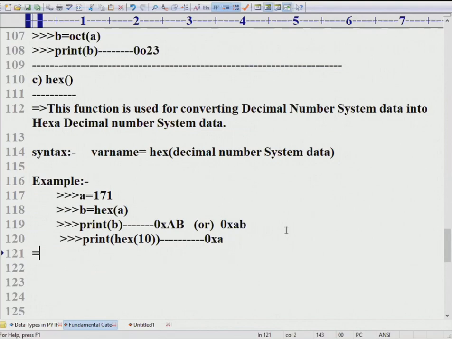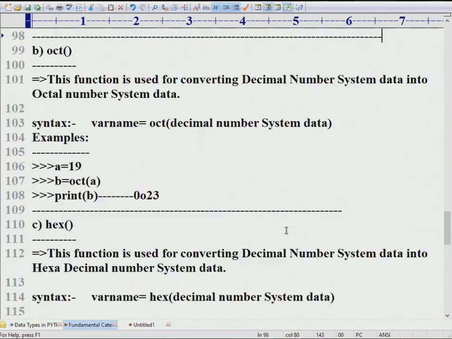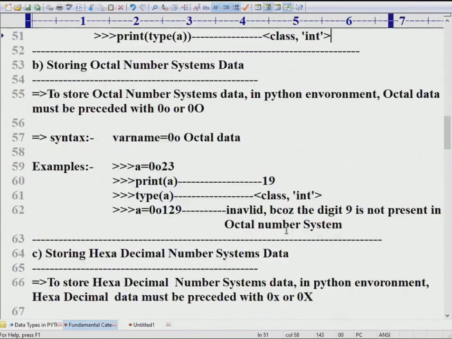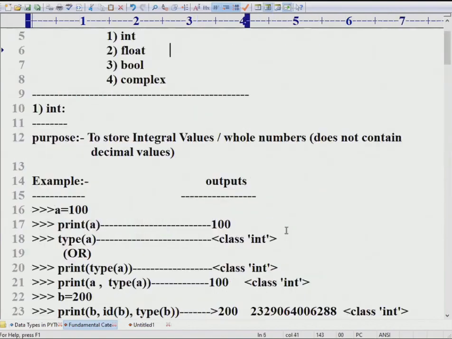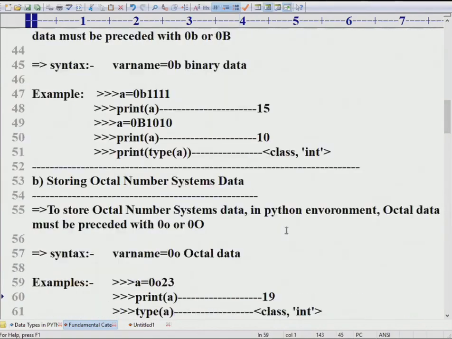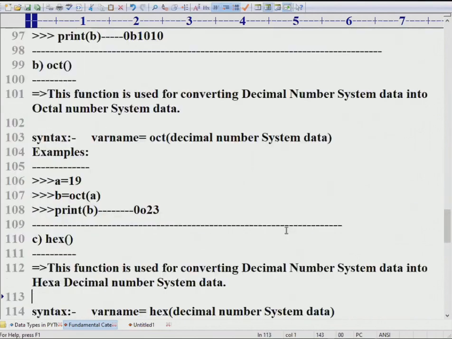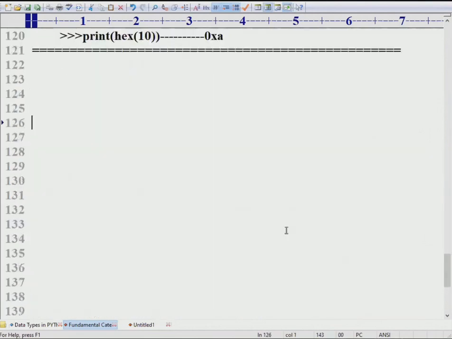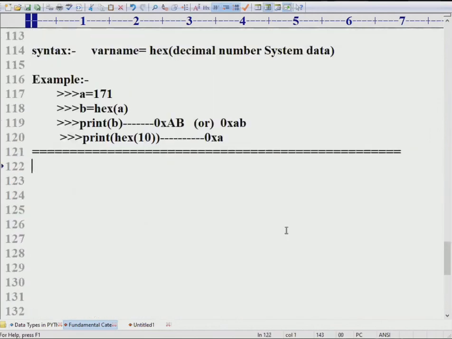Perfect. So with this, what is completed? Base conversion functions are over and the int data type is also over. Now it is time to go for which data type? Float data type I will discuss. And don't forget, day by day: how many data types in Python? 14 data types. Which data type are we discussing now?